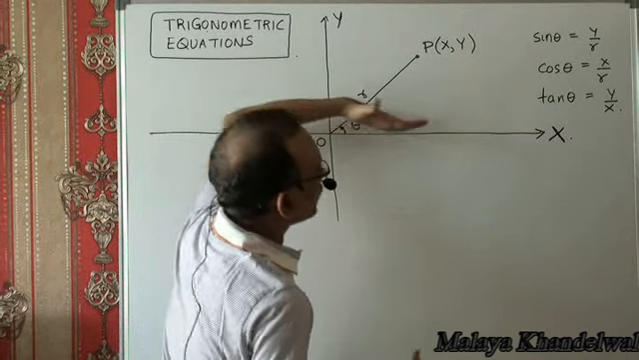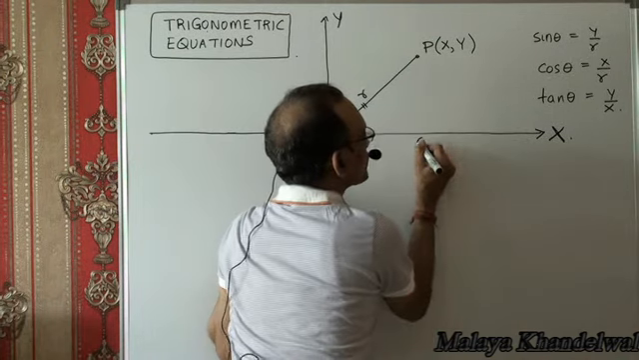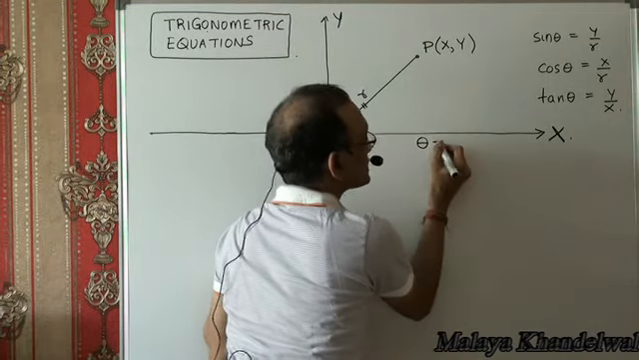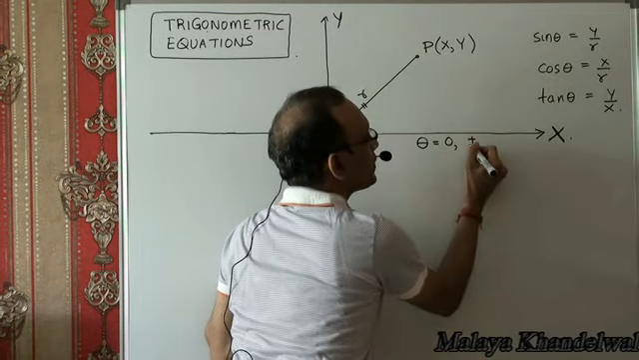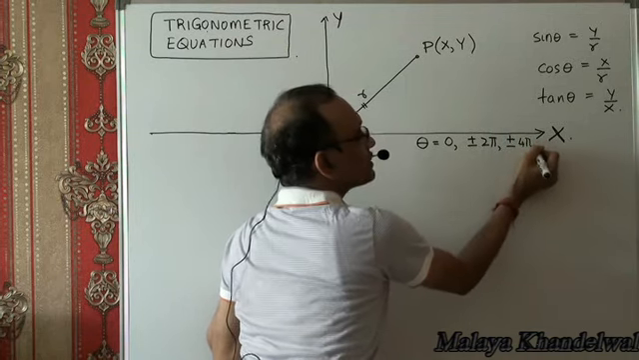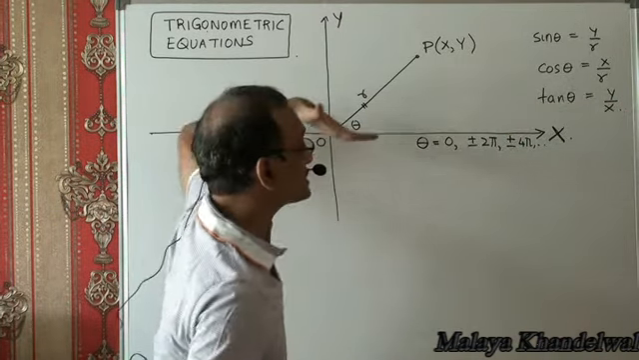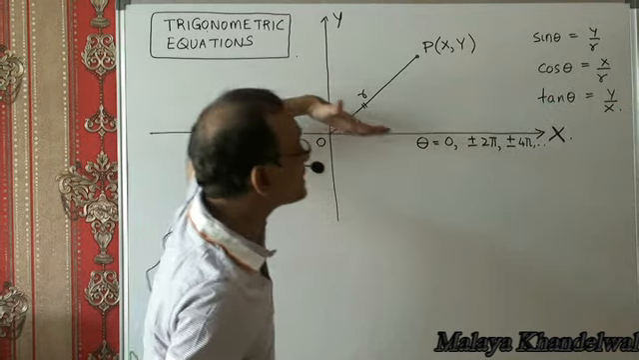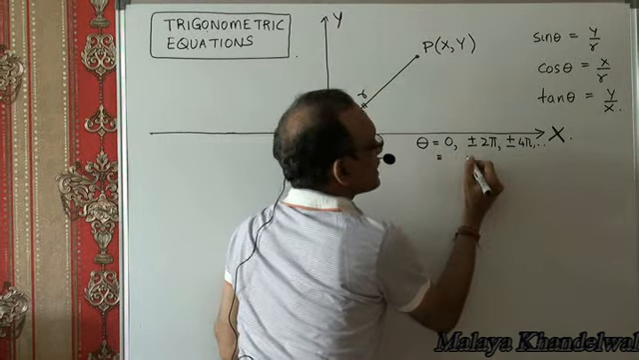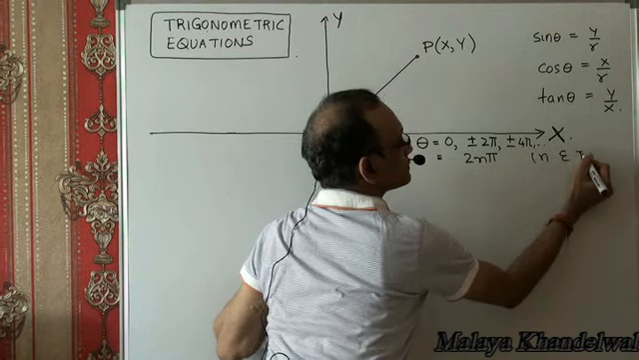when the rotating line coincides with the positive direction of the x-axis, what is theta? Theta can be 0, plus minus 2 pi, plus minus 4 pi, and so on and so forth. That means, in general, theta is going to be an even multiple of pi. That means the positive direction of the x-axis would be about, say, 2n pi, where n is any integer, right?